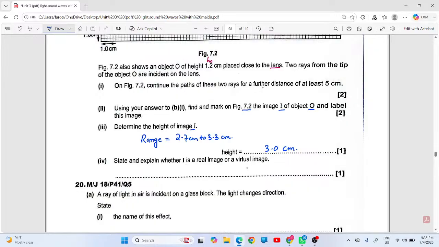State and explain whether I is a real image or a virtual image. Is it a real image, or is it a virtual image?